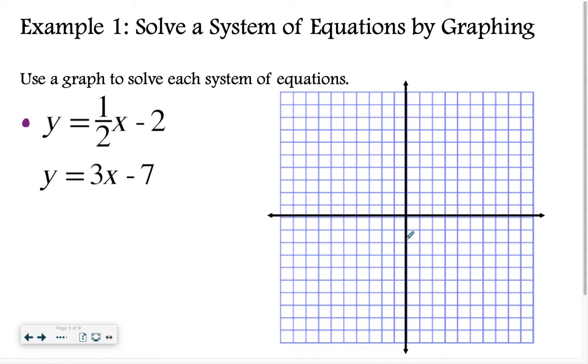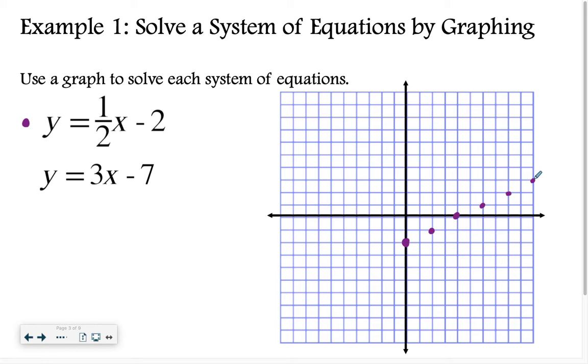So I'm going to go down 1, 2, put a point, and then my slope is 1/2. Remember, it's rise over run. So it's a +1, so I'm going to rise 1. Then it's a +2, so that means I'm going to run to the right 2. Rise 1, run 2, rise 1, run 2.